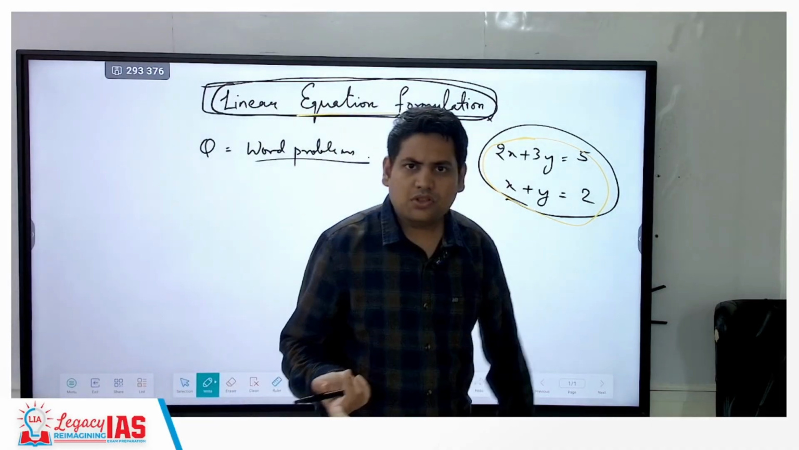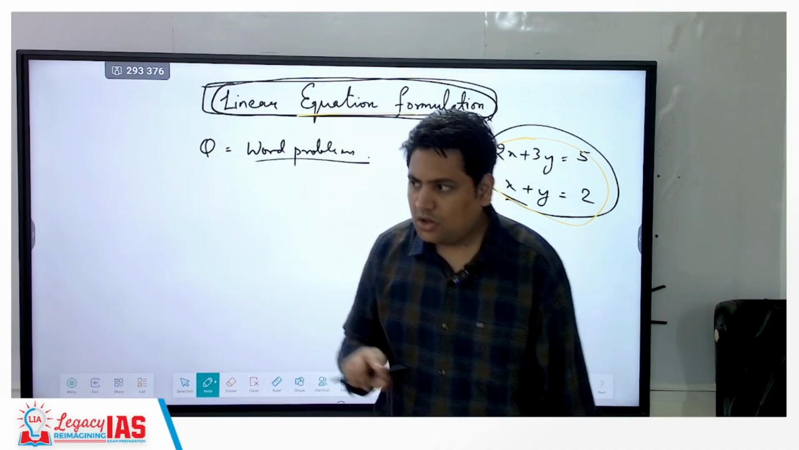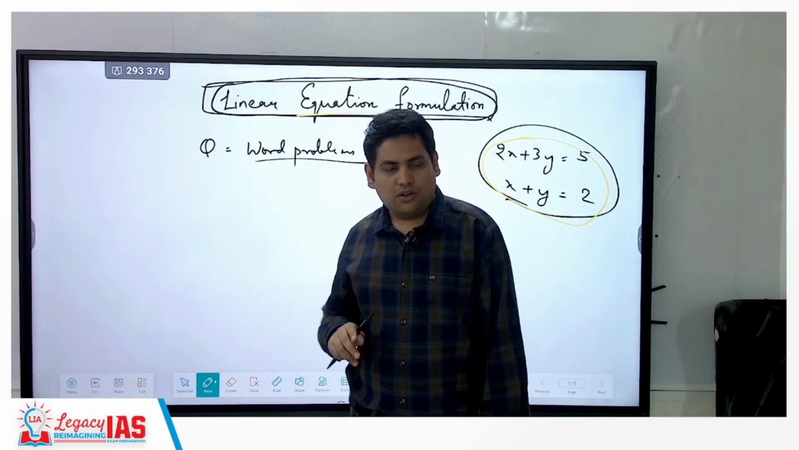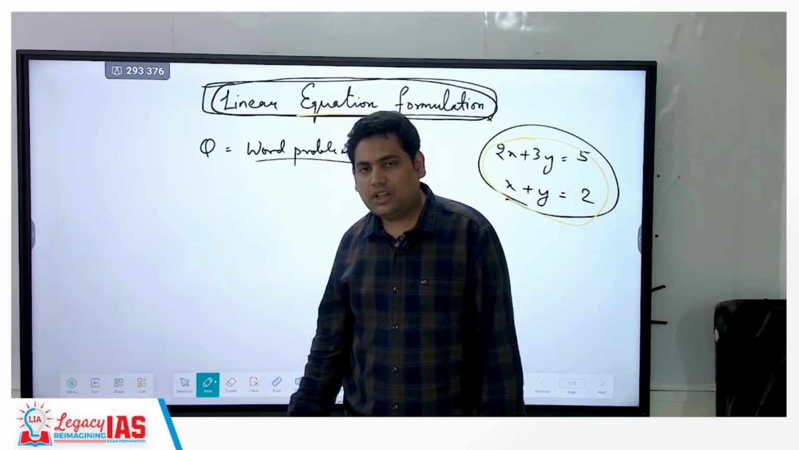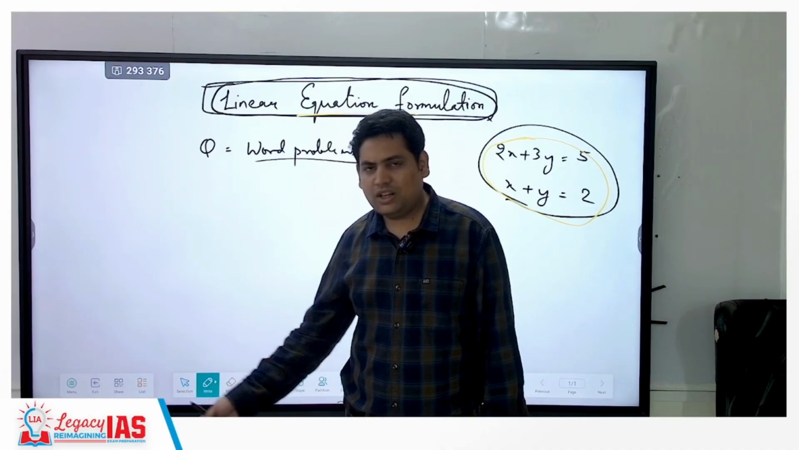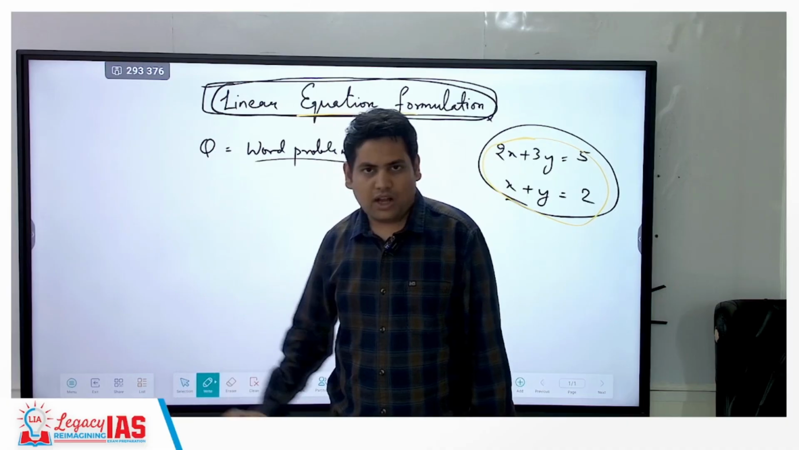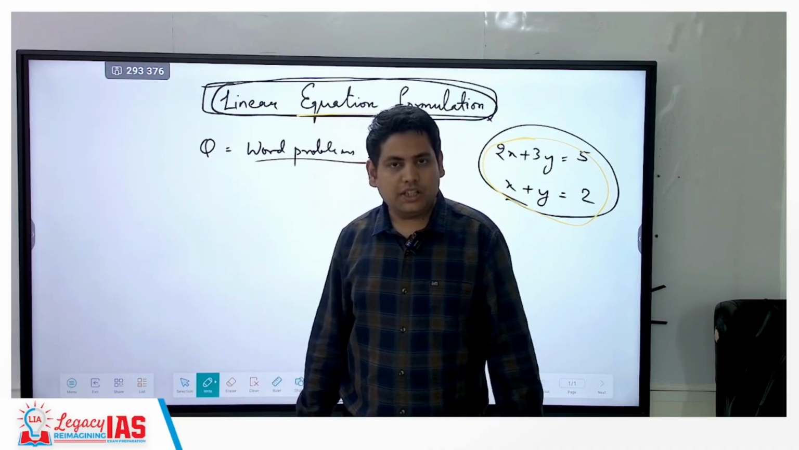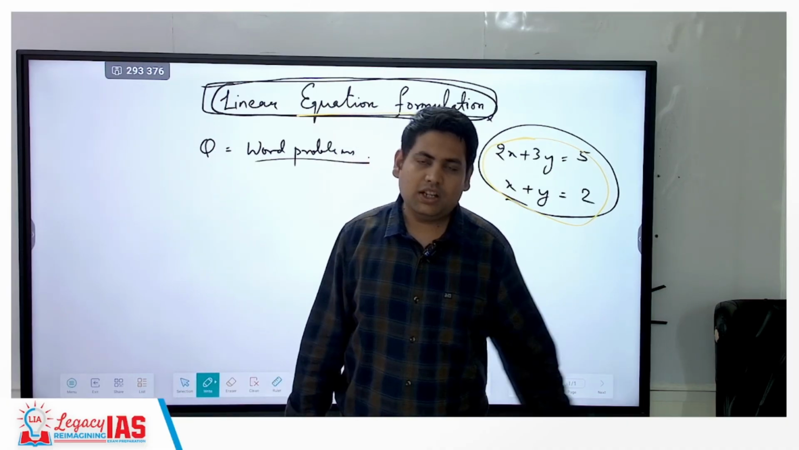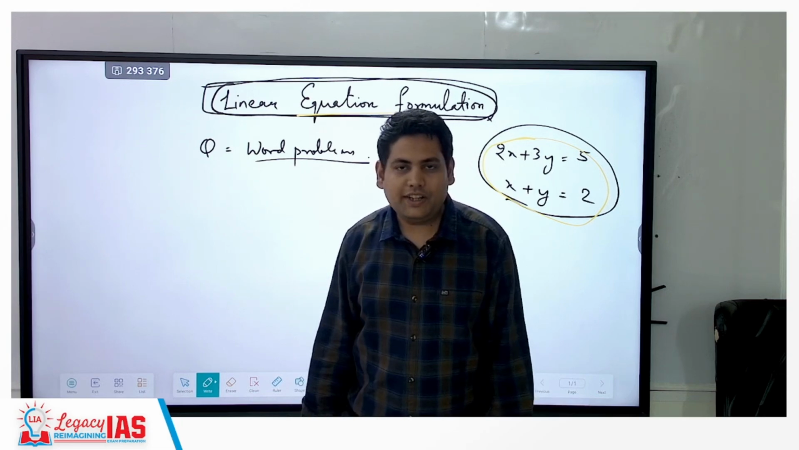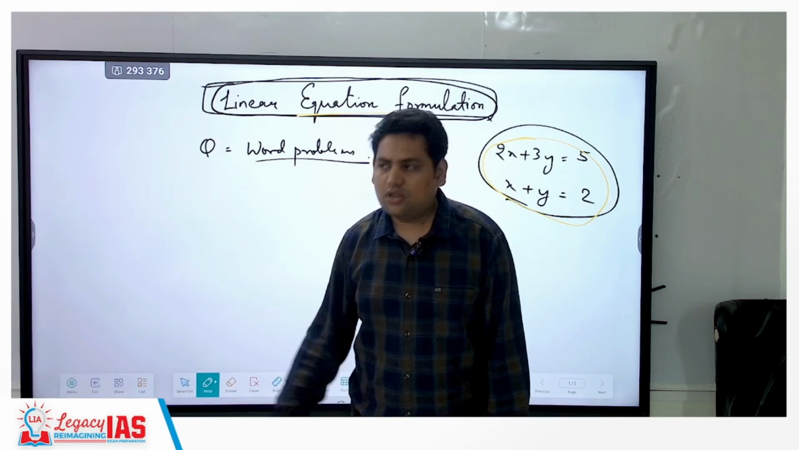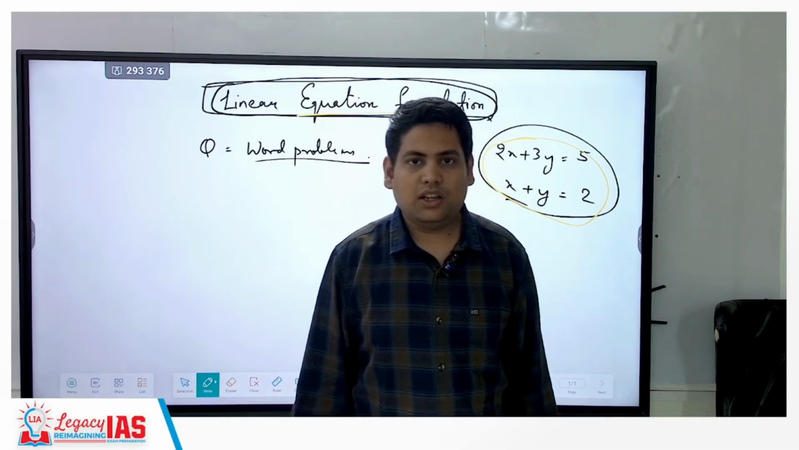Ram says to Shyam that my age is twice of yours 2 years after. Now, my age is twice as yours 2 years after. My age was 3 times your age 1 year before. Now you need to find the age of Ram and Shyam. So people get stuck in that.